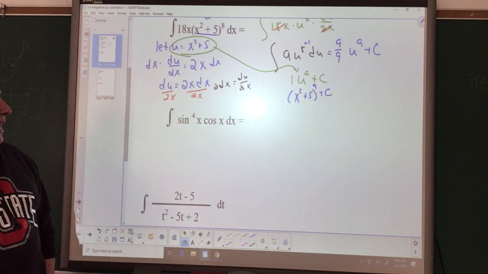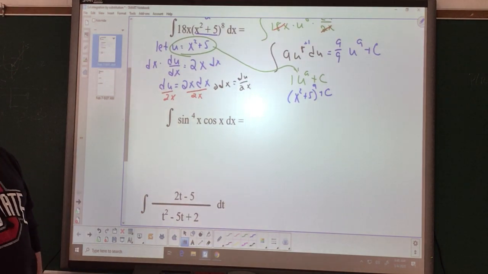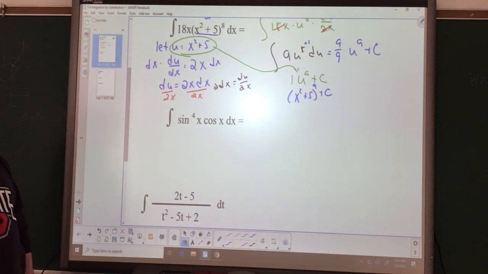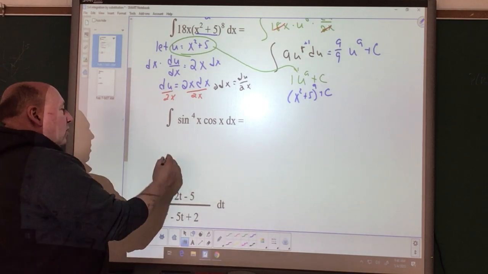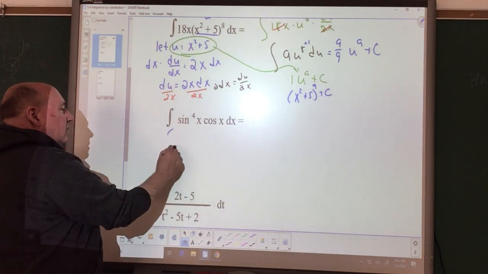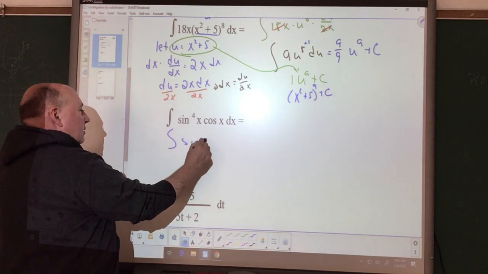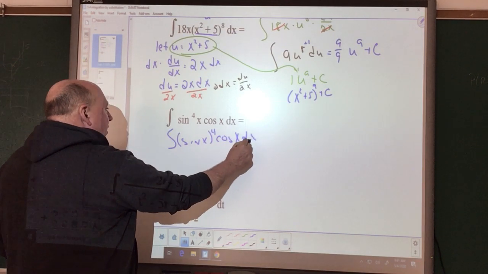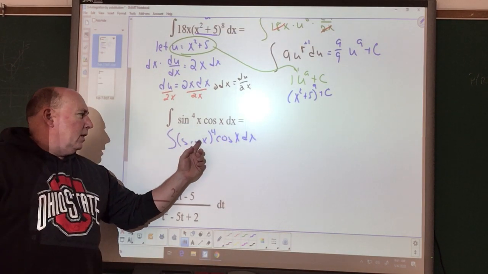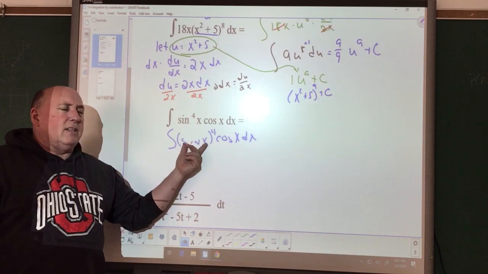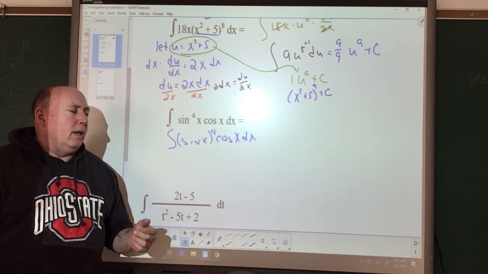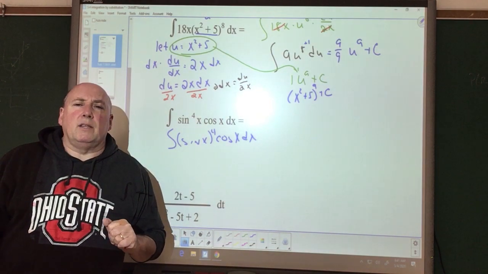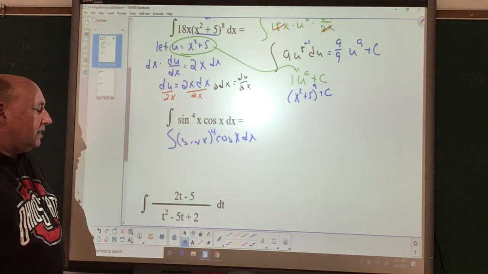Let's take a look at another one. We have the antiderivative of sine of x to the 4th cosine of x. Well, what I'm going to do with this is use my definition of what it means to have an exponent here. It means I have the sine of x all to the 4th power. We take a look at what's being quantified here. What's being quantified is the sine of x.